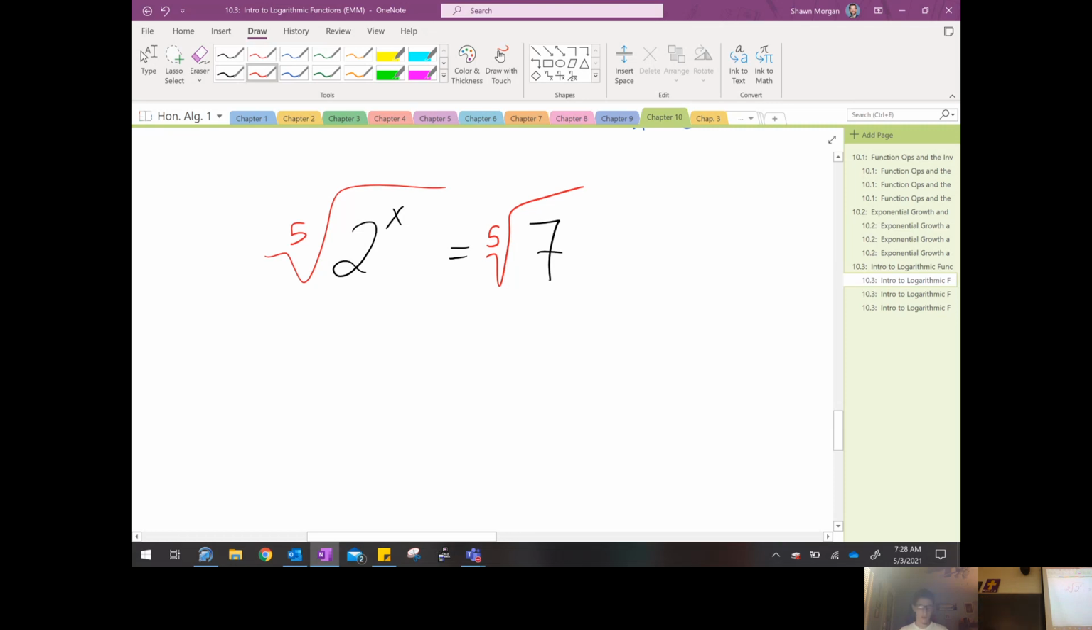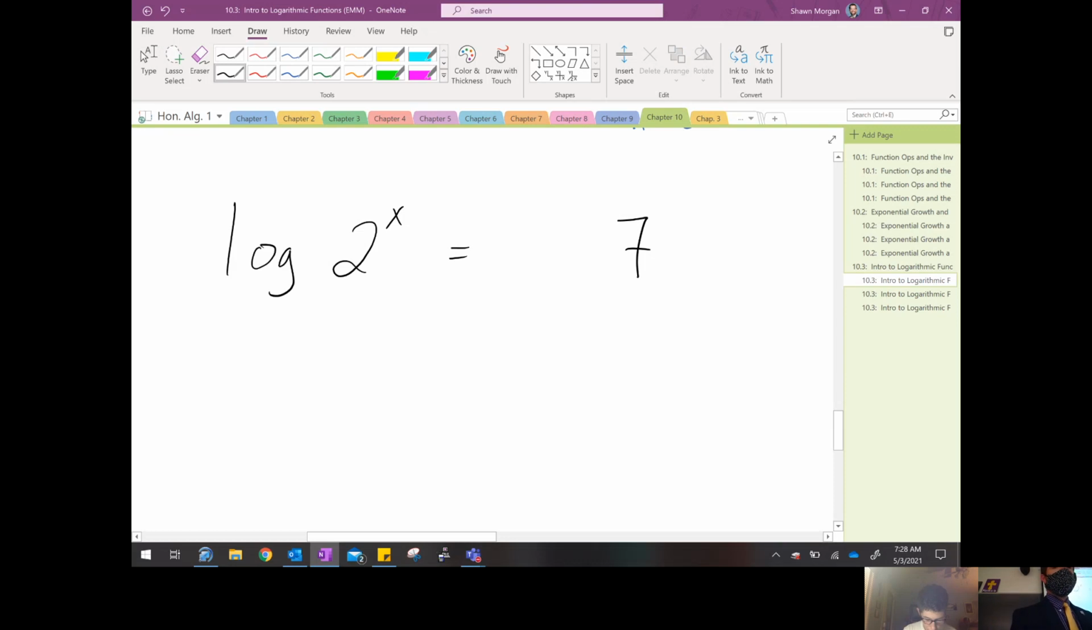However, that ain't going to help our cause. What do you want to do to both sides? Joey, take the log of both sides. Let me scooch this 7 over. Make both sides the argument of your logarithm. So we can say log of the left and log of the right.